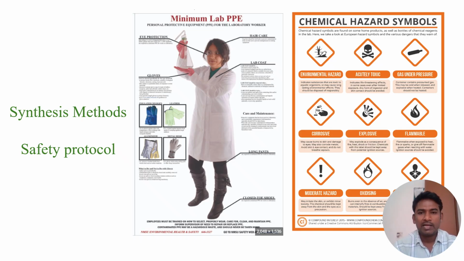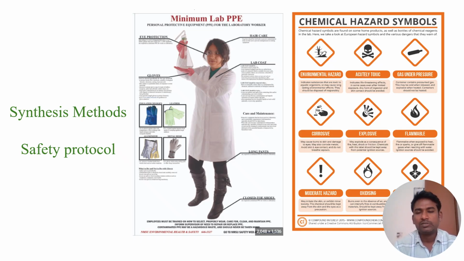The minimum lab PPE has to be used. For example, eye protection is very important, and wearing gloves is a prerequisite to start any reactions. A lab coat is mandatory before you execute any reactions in the laboratory. Hair care is very important, and wearing goggles is very important. Therefore, there are certain important lab protocols and safety protocols that need to be followed before you execute any reaction methods.